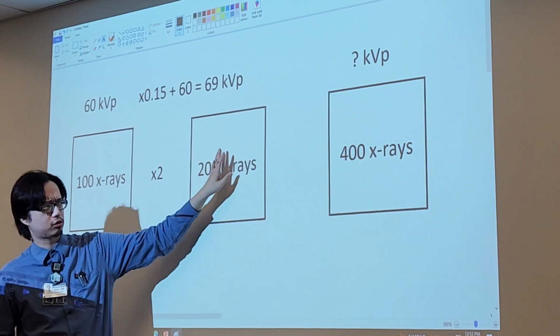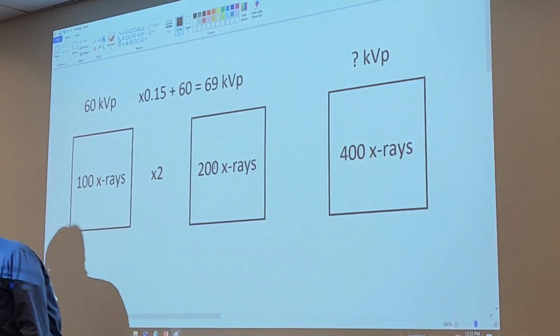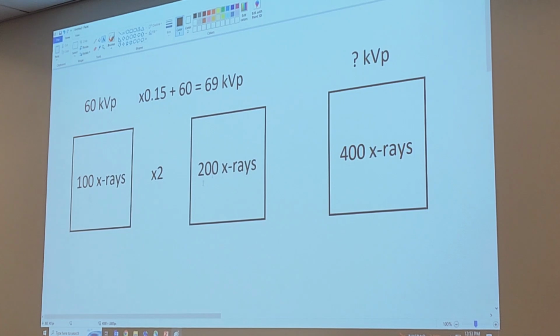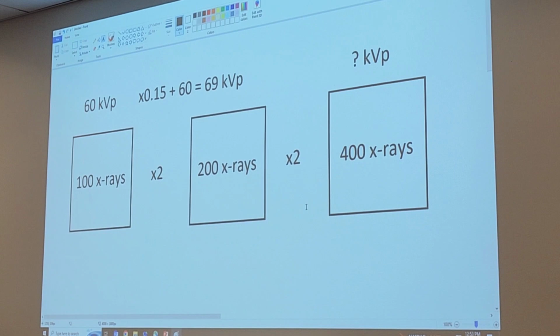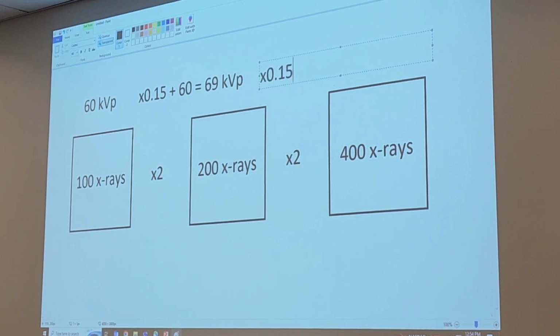How do I go from 200 to 400? 15%. Multiply by 2. If you just increase X-rays, so here, I need to do times 2 again, right? To get from 200 to 400, I have to do times 2. So I have to do a second step. To do a second step, I do the exact same thing I did previously. What did I do previously? kbp times 15%. That's right. I just multiplied my kbp times 15% and then added the original kbp. And this should give me my 79 kbp.